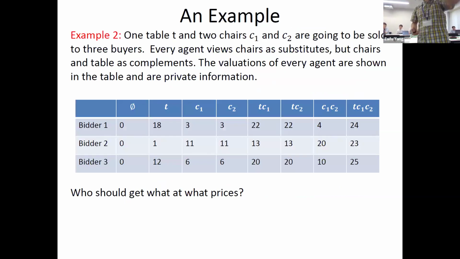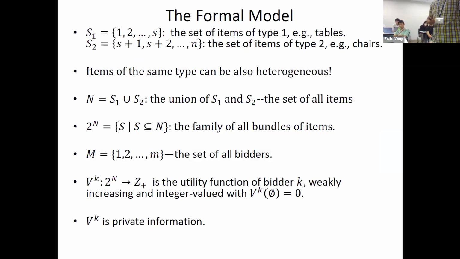Okay, look at this simple example. We have one table and two chairs. The two chairs are identical, and the table and chairs are complements. So you may wonder, who should get what at what prices? The pattern is similar for everyone, but the values are different. Okay, so now the full model.